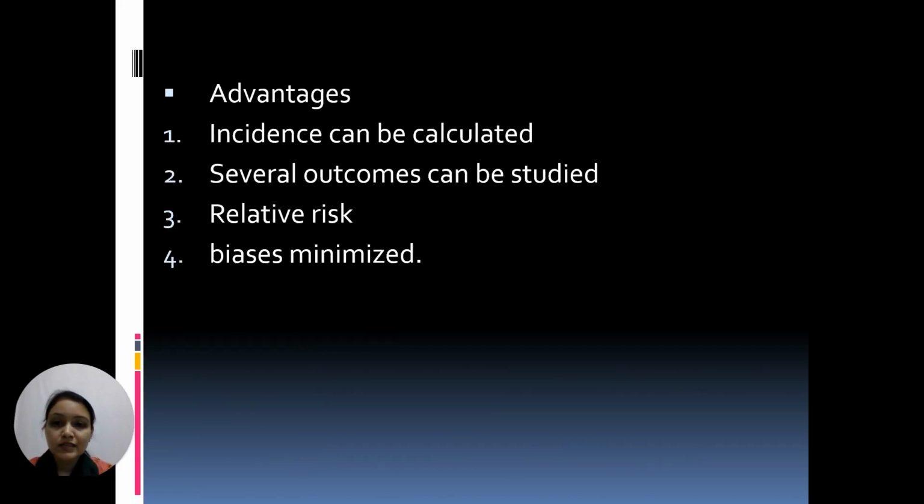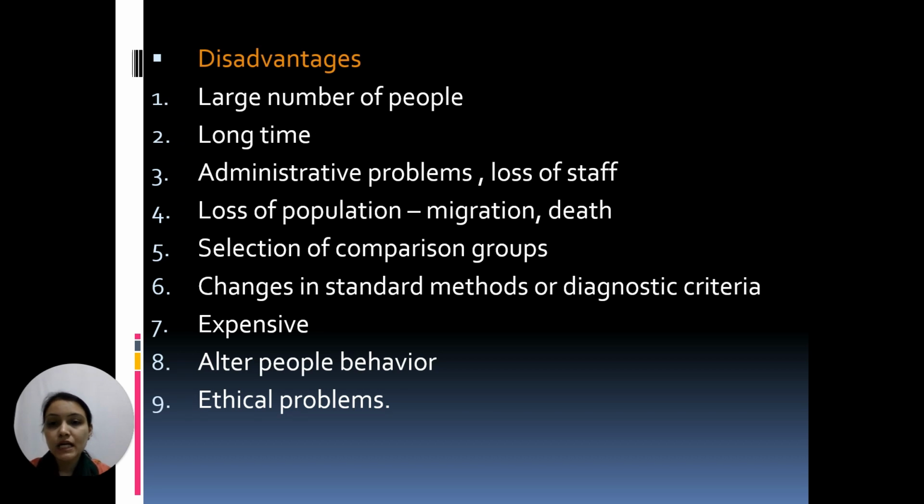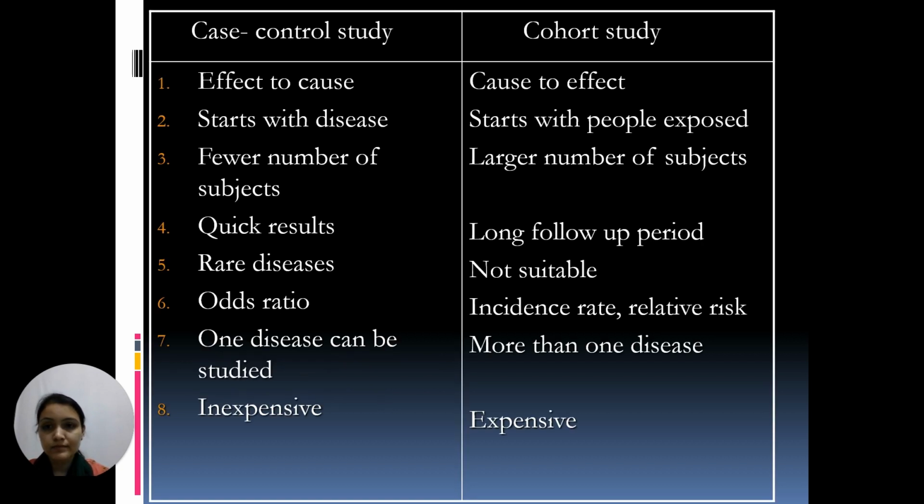Now, what are the advantages? Incidence can be calculated, several outcomes can be studied, relative risk can be calculated and biases are minimized. Disadvantages are large number of people, long time, administrative problems, loss of staff, loss of population like migration or death, selection of comparison group, changes in the standard methods or diagnostic criteria, expensive, altered people behavior and ethical problems.